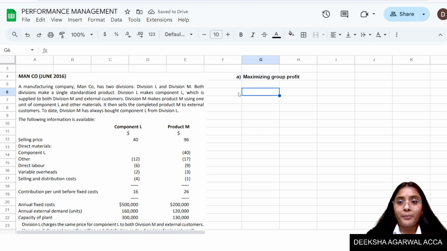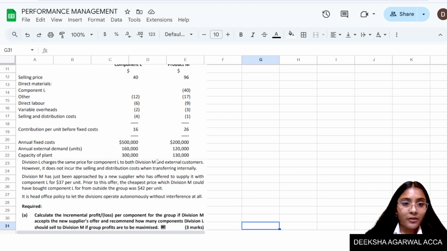How can I tell you that? If you look at it properly, it is written that my division L has enough capacity to supply both division M as well as its external customers with component L. You can see the capacity of plant is 3 lakh, and the external demand is 1 lakh 60,000 and 1 lakh 20,000. Who is providing? My division L: 160 plus 120 is 280, but they have a capacity of 3 lakh. So somehow they have enough.